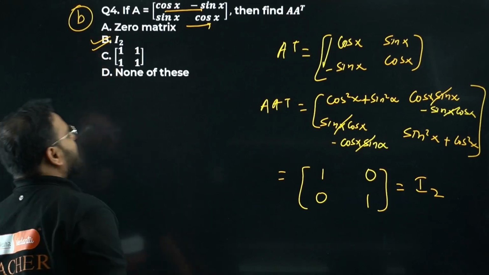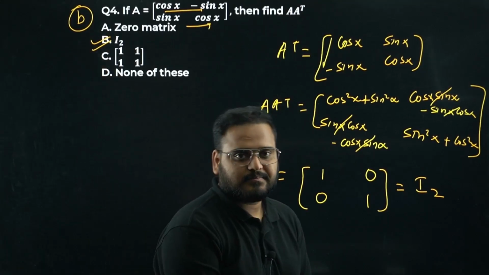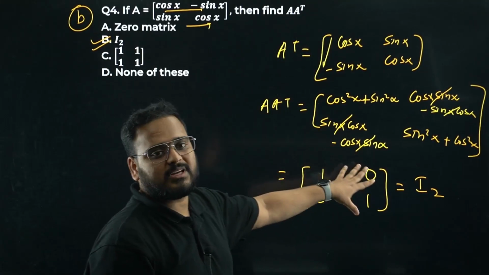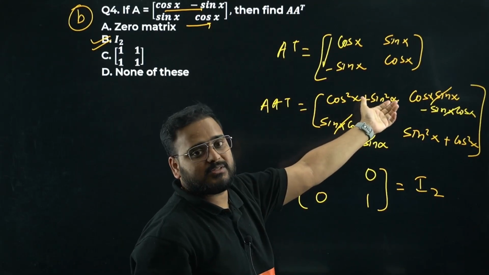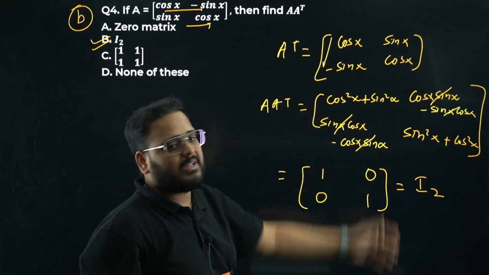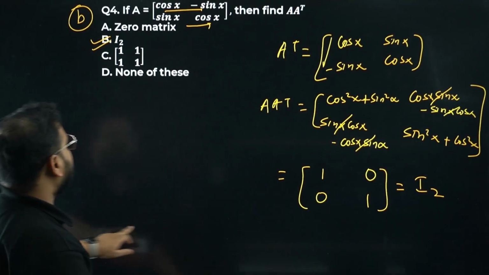I think all of you must have got this answer just by looking at it. You don't have to solve all this to check. From your mind, you can see this. Cos into cos, sin into sin, plus, no? So it becomes 1 here. That is going to be negative. Let's move on to question number 5.